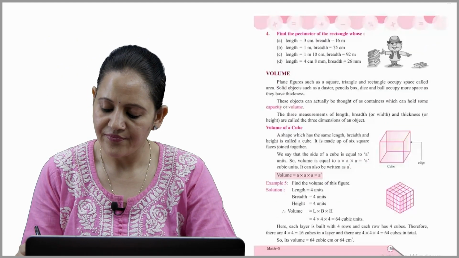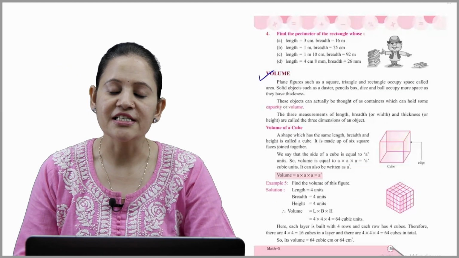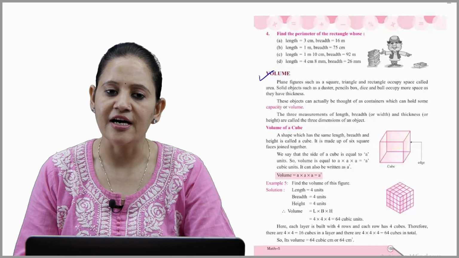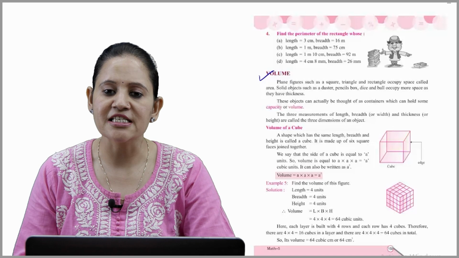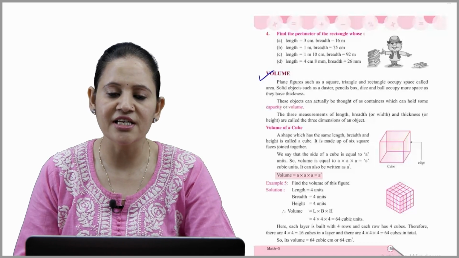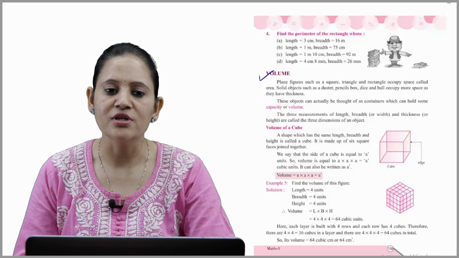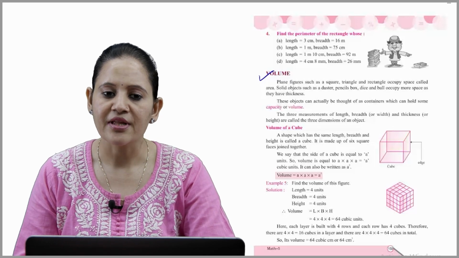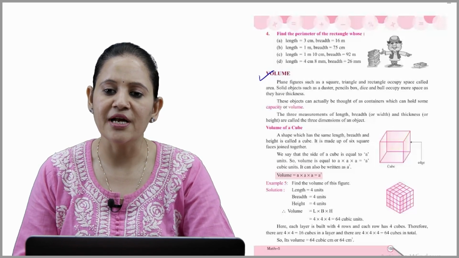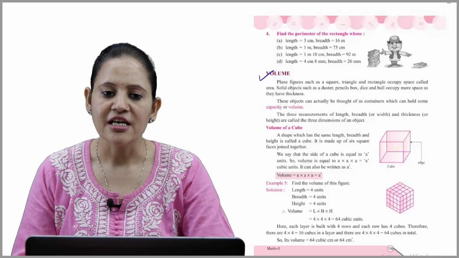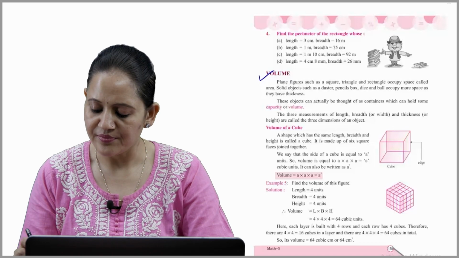Next is volume. Plane figures such as square, triangle and rectangle occupy space called area. Solid objects such as duster, pencil box, dice and ball occupy more space as they have thickness. These objects can actually be thought of as containers which can hold some capacity or volume. The three measurements of length, breadth and thickness are called the three dimensions of the object. Next is volume of a cube.